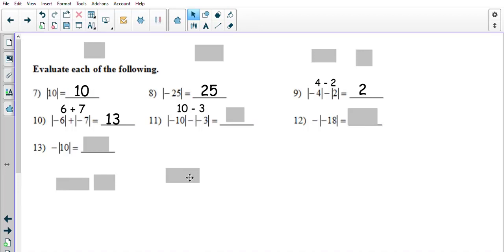Absolute value of negative 3 is 3. We're going to subtract those to get a solution of 7. Now, 12 and 13 go hand in hand.